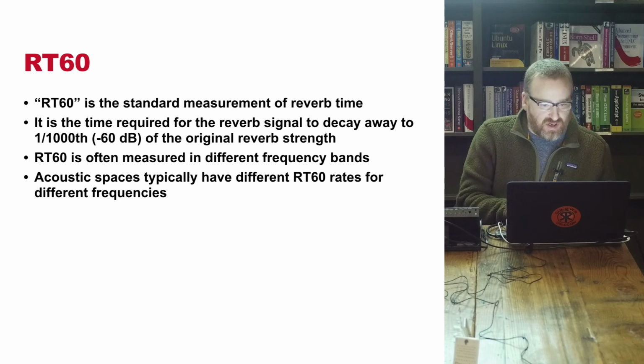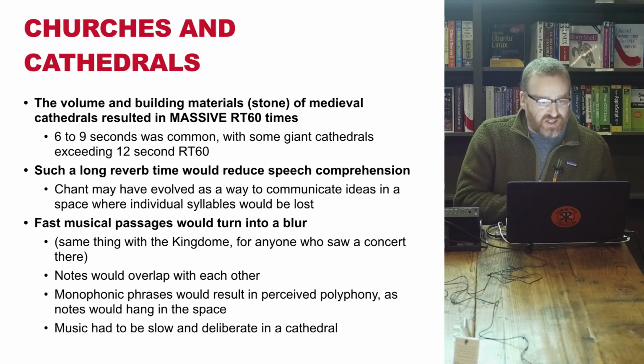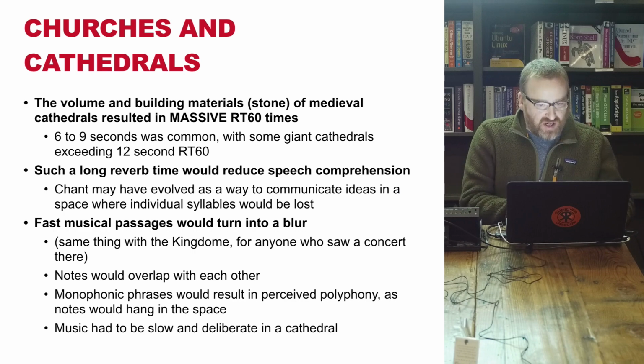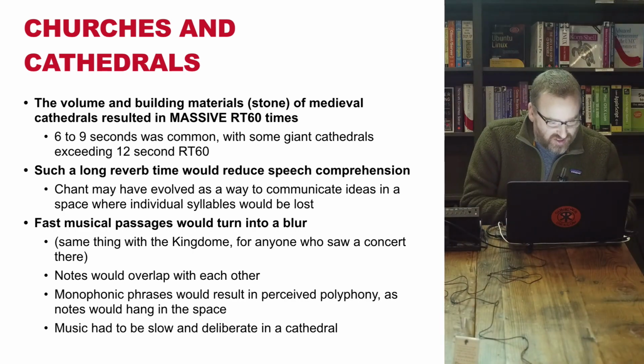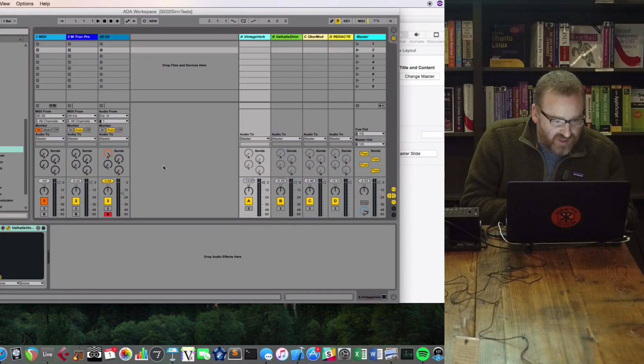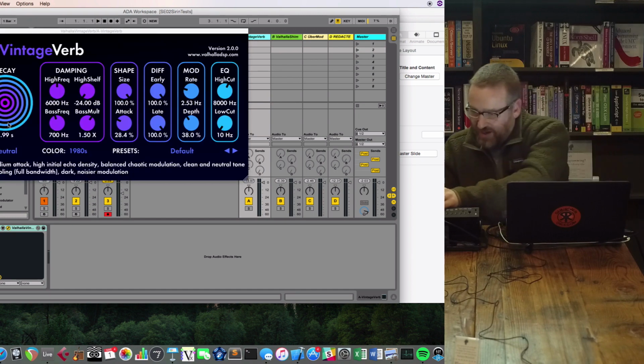Early reverbs: churches and cathedrals were probably among the first structures where the reverb was not only designed in, but was a major factor in what was done in those spaces, because they had massive reverb times, 6 to 9 seconds common, sometimes exceeding 12 seconds. Just to give you an idea of what that sounds like, let's put in a 9-second reverb with a short decay.